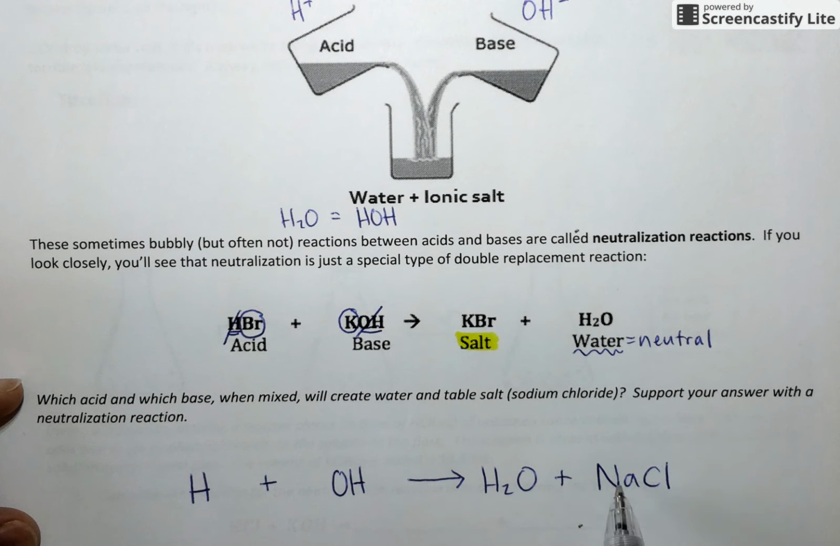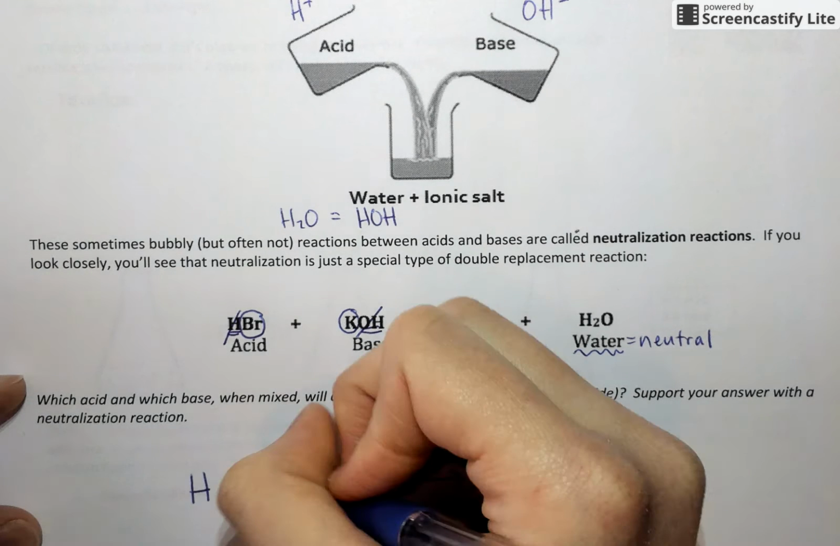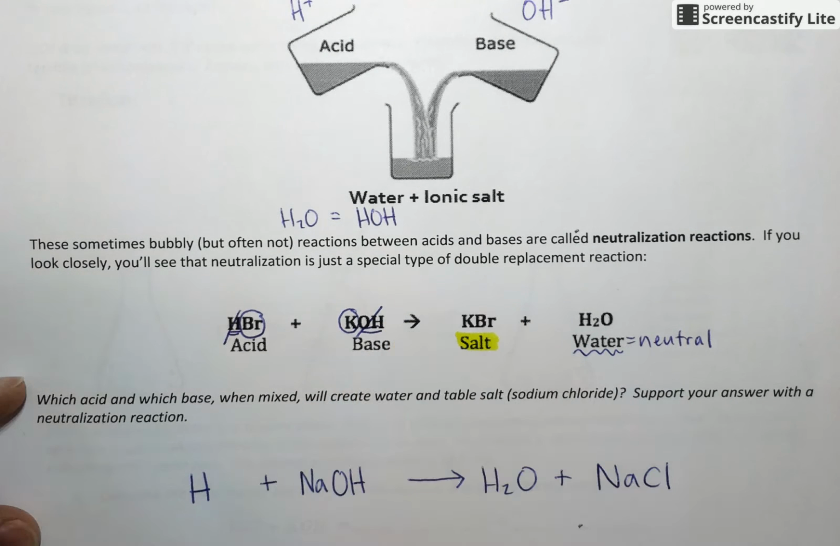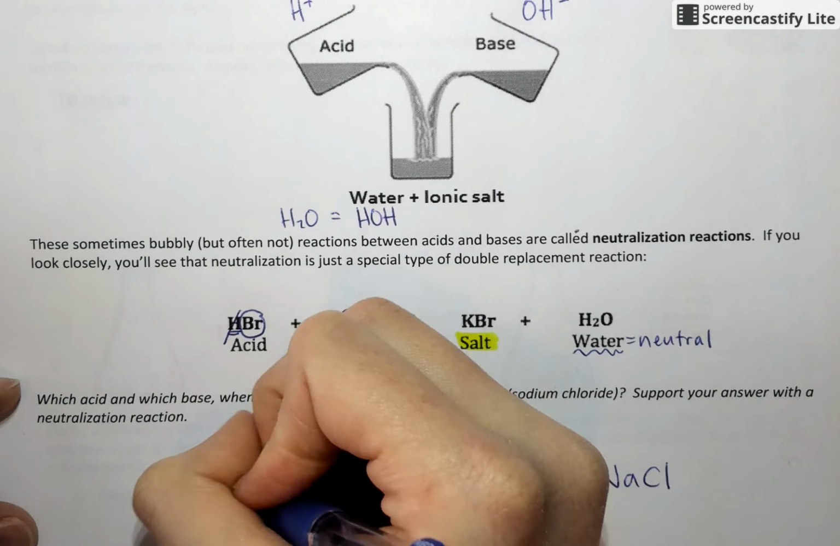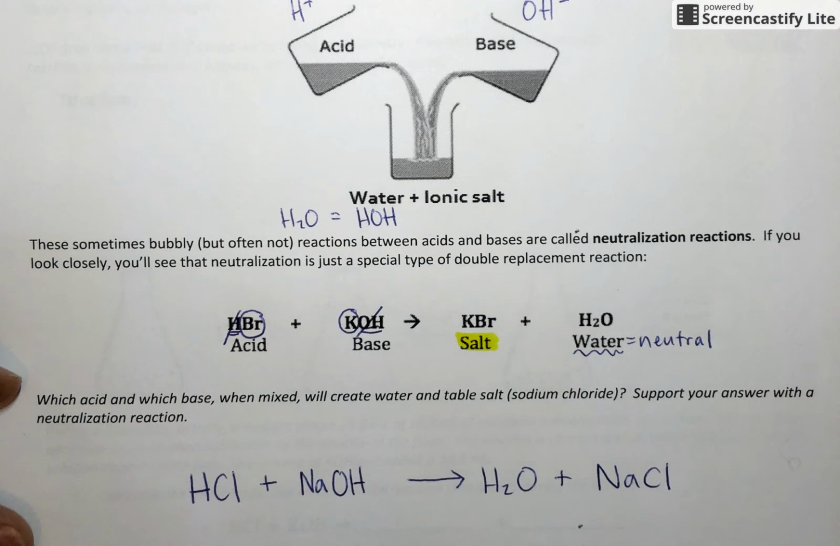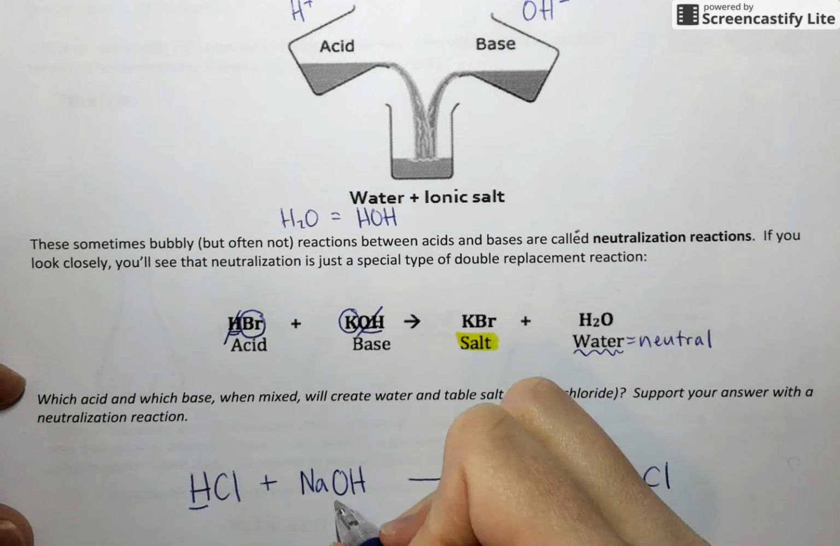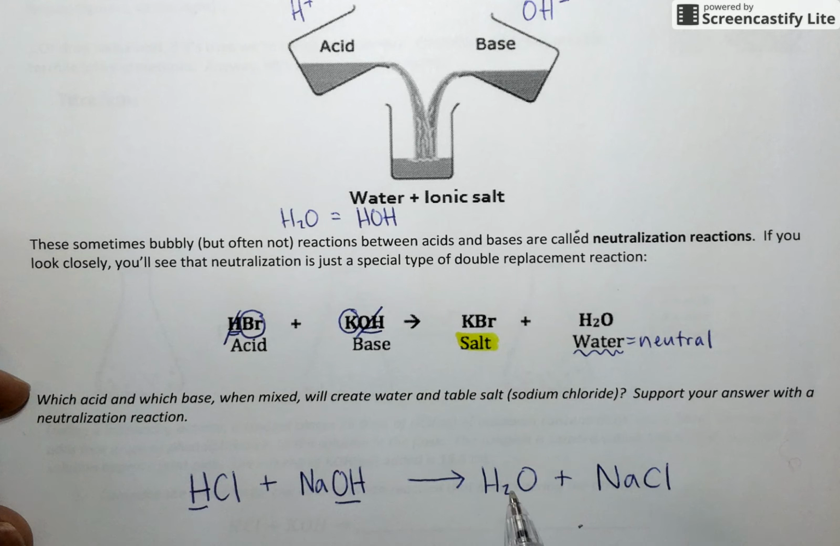And now all I need to do is put the correct ions paired together with my H and OH. Well, Na is positive, so it can combine with my negative OH-. So I have sodium hydroxide. Cl is negative, so it can combine with my H+ to form HCl. So if you mix together hydrochloric acid with sodium hydroxide, my H and OH will neutralize and form water, and my remaining Na and Cl will form table salt.